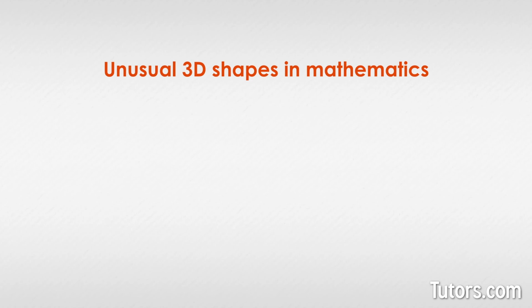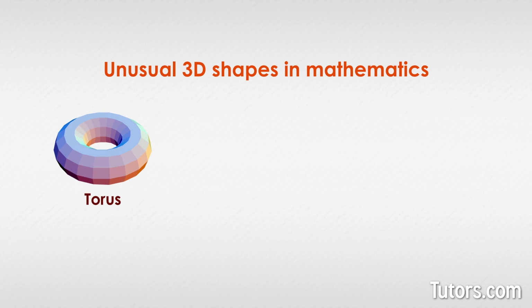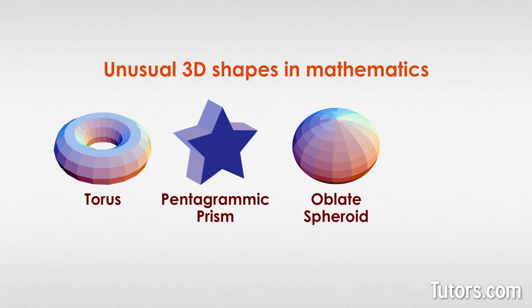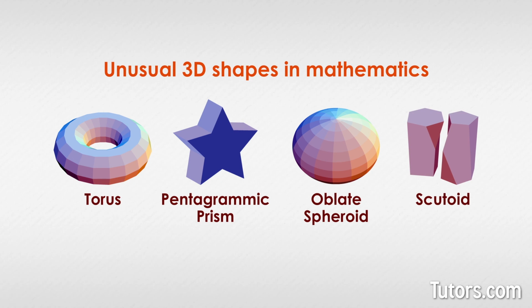Unusual 3D shapes in mathematics include the torus, which looks like a donut. Another strange shape is the pentagrammic prism, which is found in December ornaments and gift boxes. Even our own planet is an unusual type of 3D shape since it is not a true sphere. It is an oblate sphere. One of the most unusual 3D shapes revealed only recently is the scutoid. Once mathematicians and scientists discovered it, they found it already in use in insects and human skin cells.